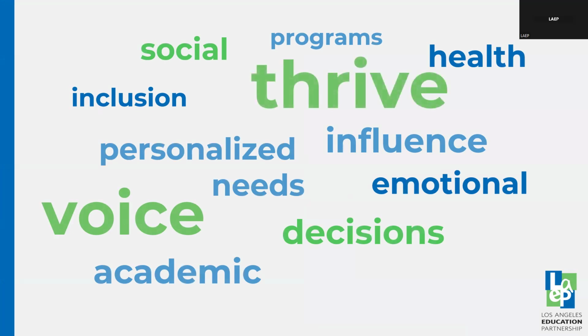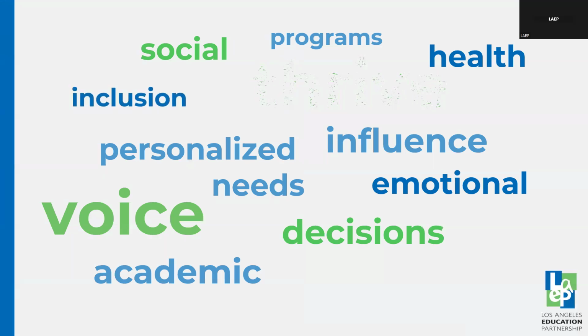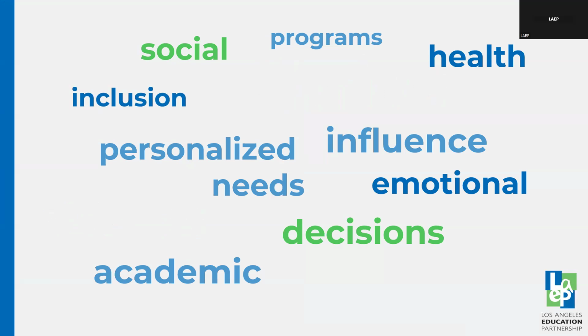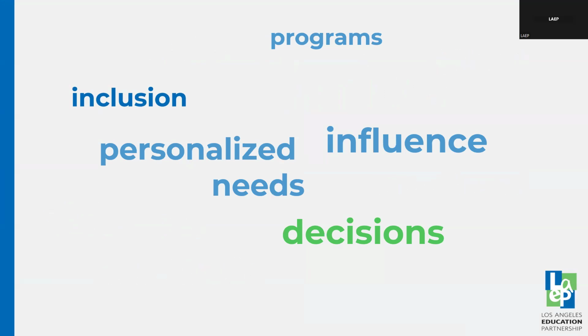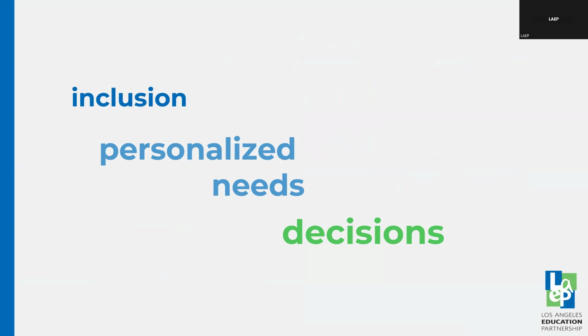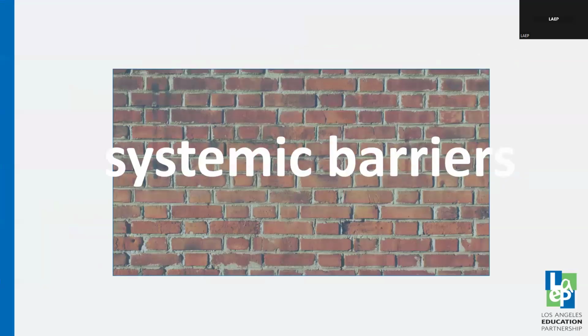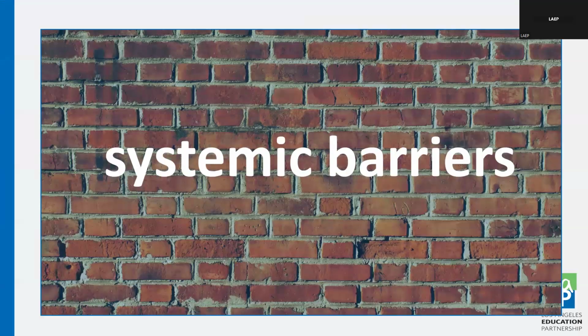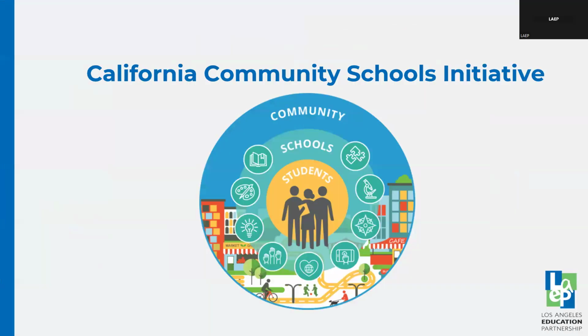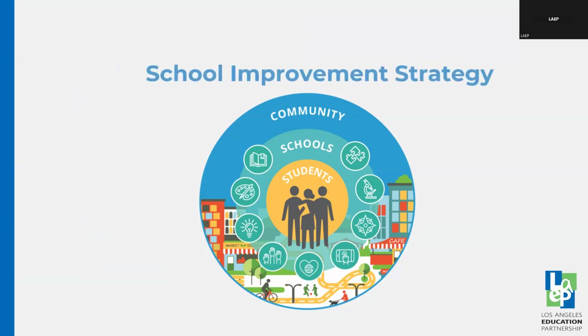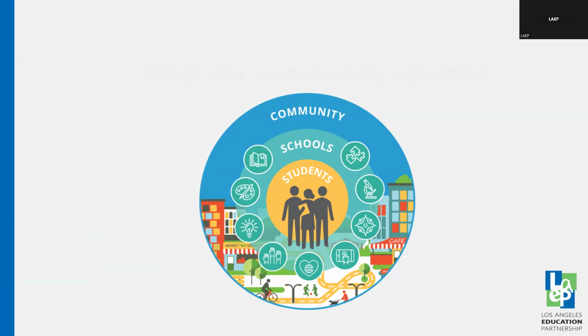For many of us, the answer may be no. The reasons why may be different depending on the school you are attending or attended, but for many students, families, and communities, it's because the school was a part of a bigger system that didn't provide what we needed. These are called systemic barriers. The California Community Schools Initiative is an effort to disrupt those systemic barriers, especially for those in marginalized and diverse communities. The community school model is a school improvement strategy. We simply need to improve how things have been done.